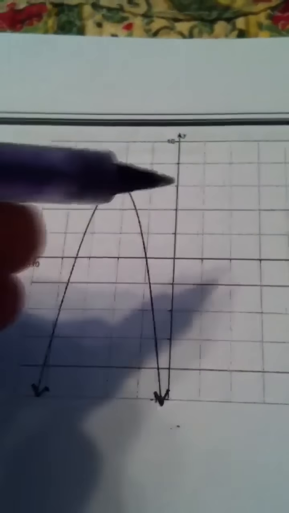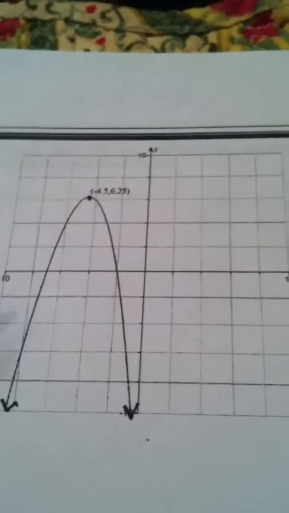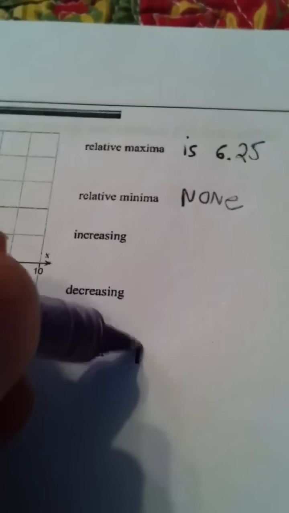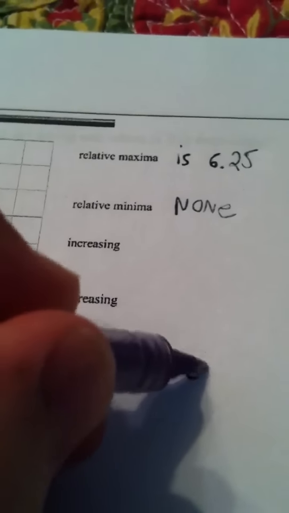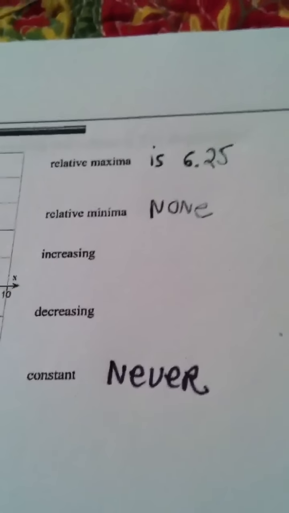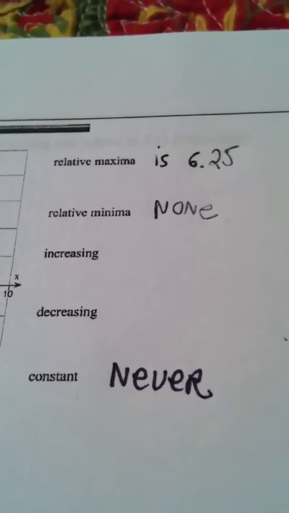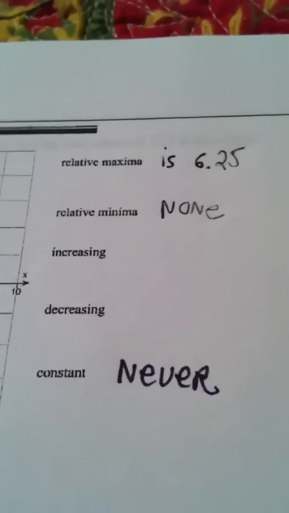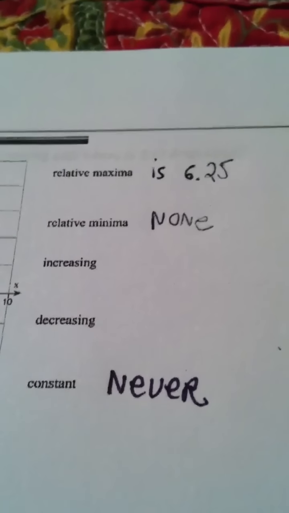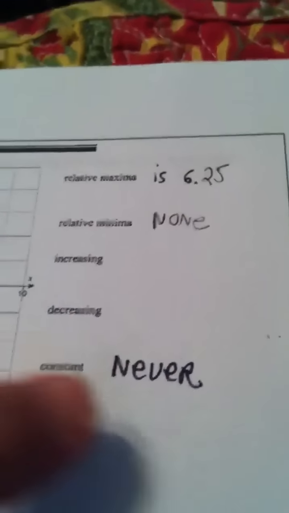Okay, increasing, decreasing, constant. Well, we can make very quick work of the constant. This graph is never level. It's never horizontal. So where is it constant? Never. Okay? It's never constant. Don't put something silly like empty set. You're not solving an equation here. You are asked, where is the graph constant? What's your answer? Never.